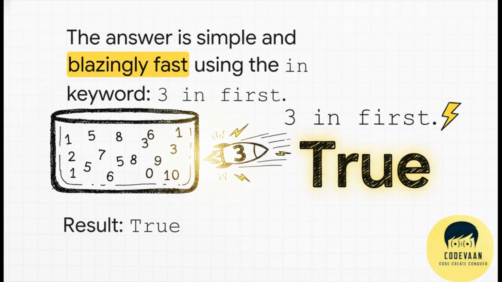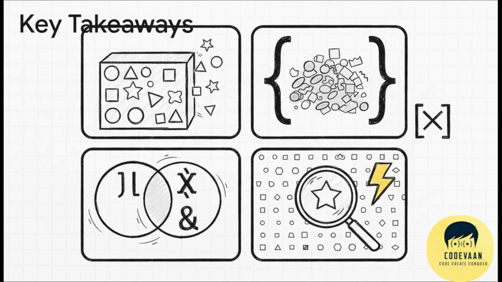It is blazingly efficient. So, let's wrap this up. If you remember nothing else, remember these 4 things. Sets are all about unique items. They are unordered, which means no index access. Their real strength comes from those powerful mathematical operations like union and intersection, and they are incredibly fast when you just need to check if an item exists.